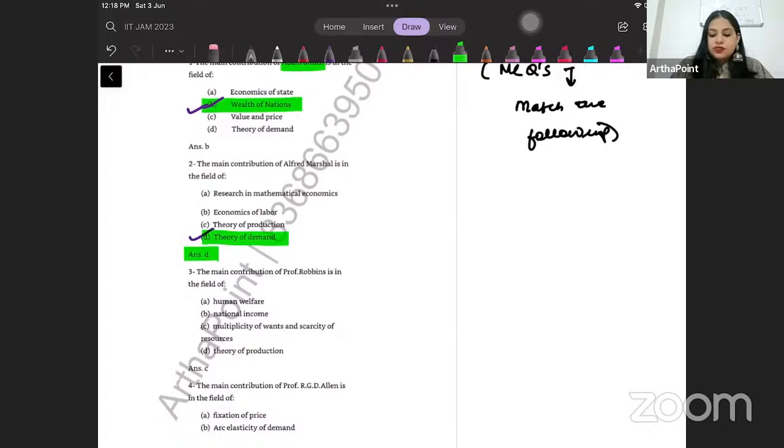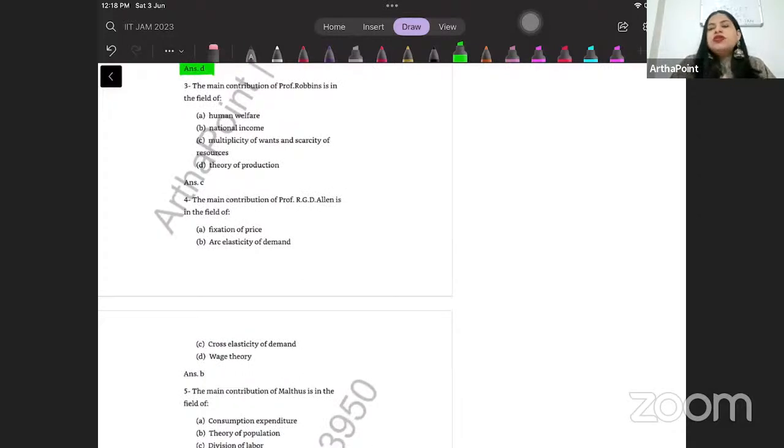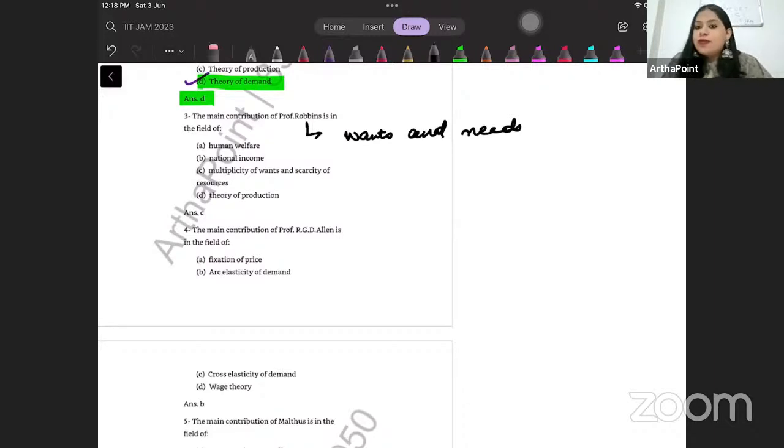Come to the next question. The main contribution of Professor Robbins is in the field of. So Robbins talked about scarcity of goods. He said how there is a difference between wants and needs. हमें पता है in economics we can go ahead and we can fulfill the need of a person, but you cannot fulfill the want of a person. Want होता है unlimited. I want a BMW. BMW तो नहीं मिल सकता ना. So you can fulfill the needs of a person, but you cannot fulfill the wants of a person, right?